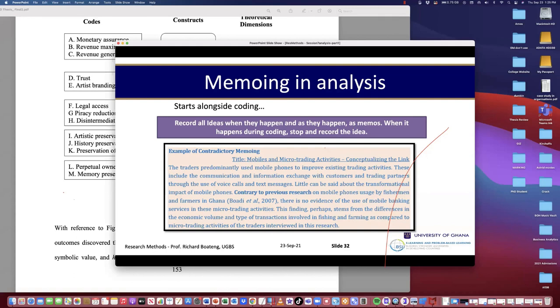This finding perhaps stems from the differences in terms of the economic volume and type of transaction involved in fishing and farming as compared to the micro trading activities interviewed in the research. What am I trying to say? The reason why I didn't see mobile money as key being used by them in my study around 2011 could be the fact that the volume of trade was not high enough for the traders to consider using mobile money at that time. But now that the volume of trade is increasing, they would probably be using it. But at that time, the volume of trade between farmers and fishermen and those who buy from them was high.